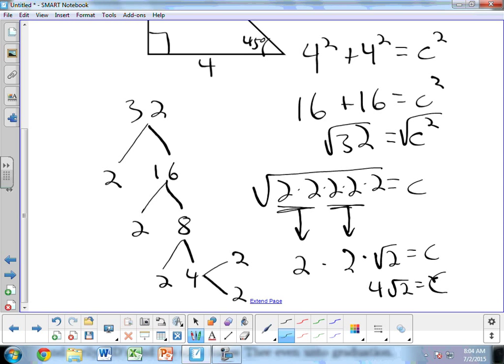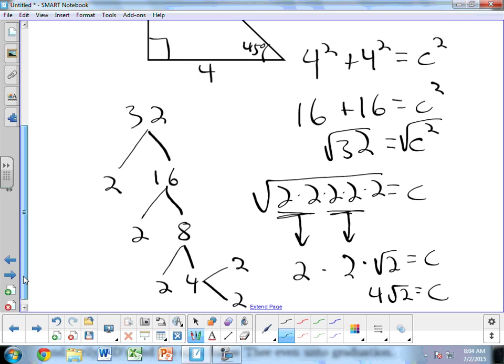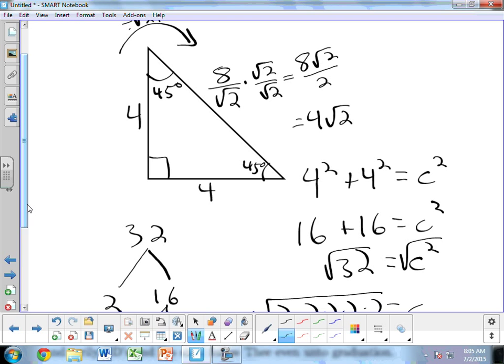Oh, I don't know what I started writing there. 4 square roots of 2 is c. It's the exact same thing we came up with before.